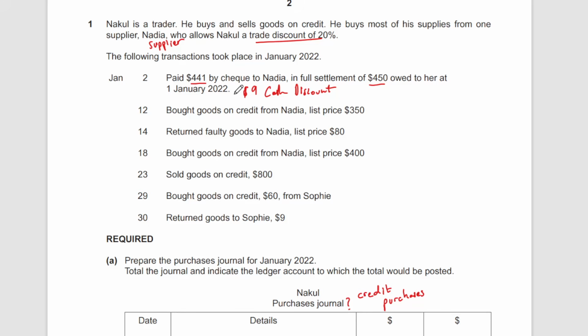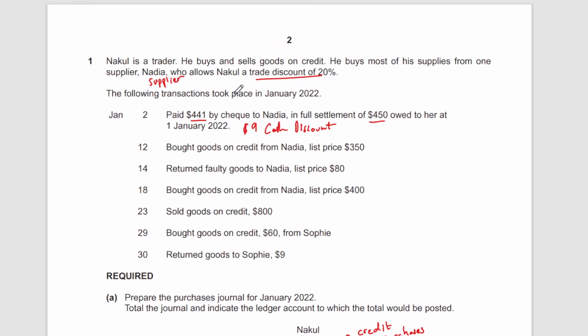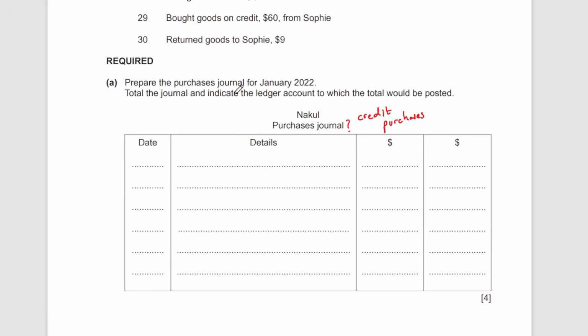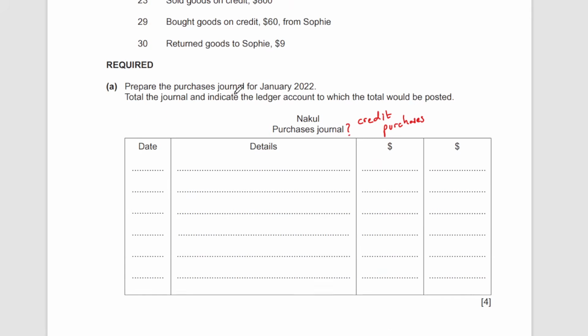Bought goods on credit from Nadia. List price 350. Now list price is the original price, no discounts taken out yet. So you will have to remove the trade discount within your journal because it does not go further. Your trade discount does not appear in the double entry records. So after the journals, we make ledger accounts, trade discount doesn't go there. It is deducted in the invoice, and it may be shown in front of us in the purchase journal.